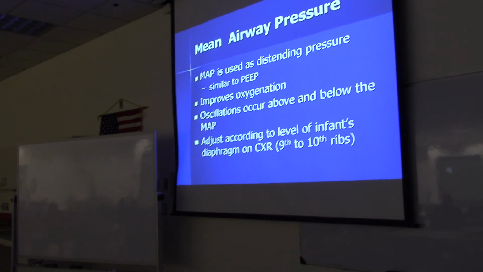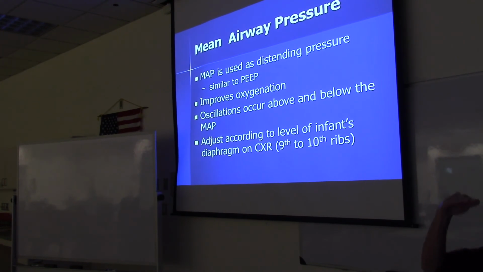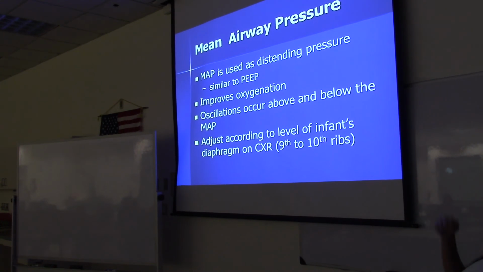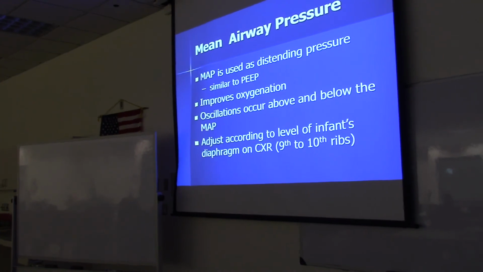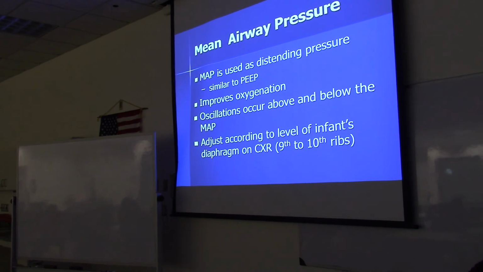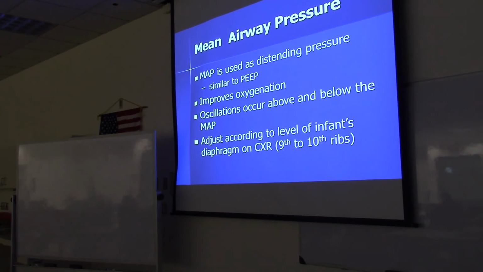All right, so mean airway pressure is used as the distending pressure. It's similar to PEEP where both of them increase FRC. The difference between them though is with PEEP, you never go below PEEP. PEEP is your baseline, your bottom line. With mean airway pressure, you're ventilating above the mean and below the mean. So the air goes in and comes out, and it's above and below the mean. Mean airway pressure improves oxygenation. Again, when we have the airways stented open, we've got better gas exchange occurring.